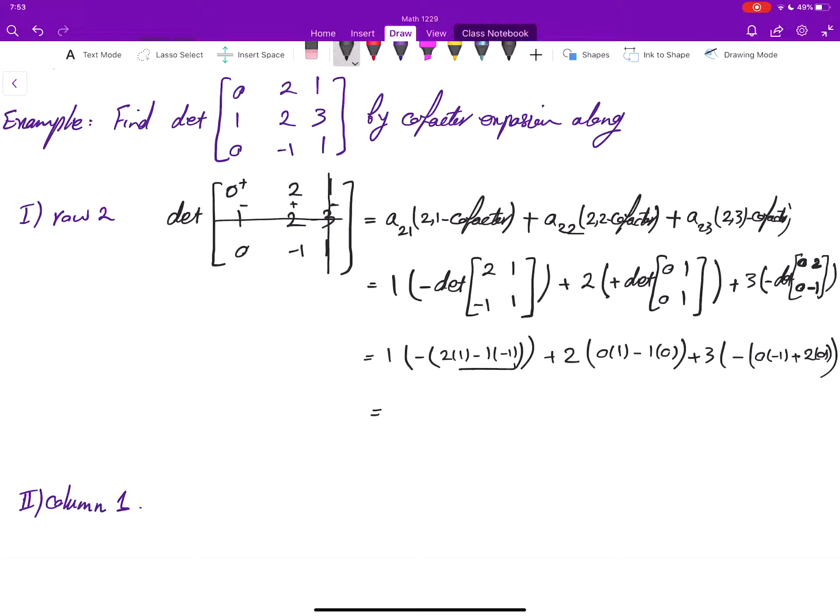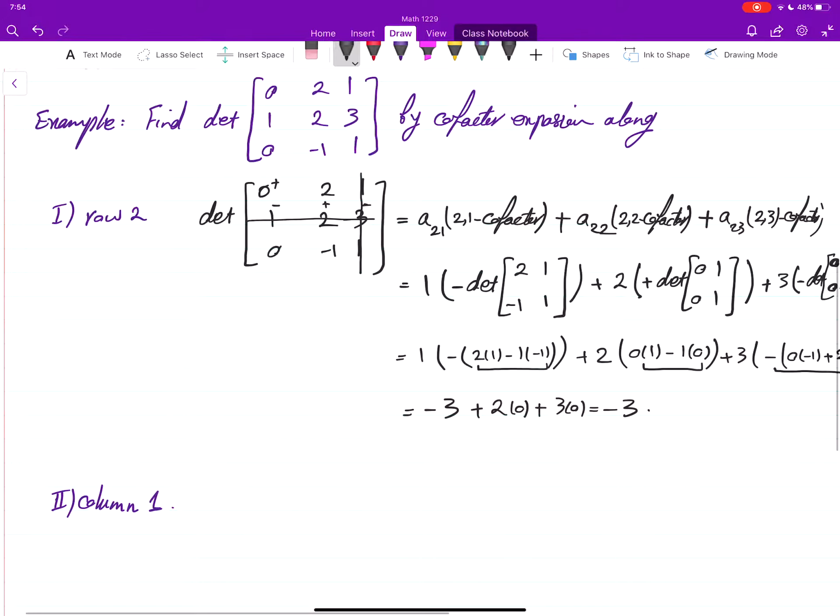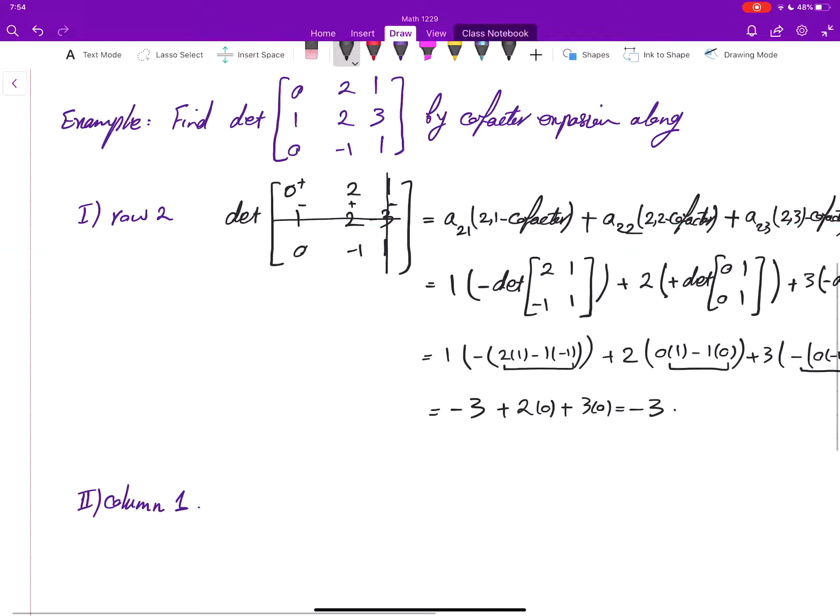Okay, so this way we have 1 here. You see this down here is 2 plus 1 is 3. Then there's a negative 3. So this is negative 3 times 1 plus this guy here is 0. So 2 times 0 plus this guy inside is also 0, so 3 times 0. All together, we get negative 3. So we found the determinant by expanding along row 2, and it was negative 3.